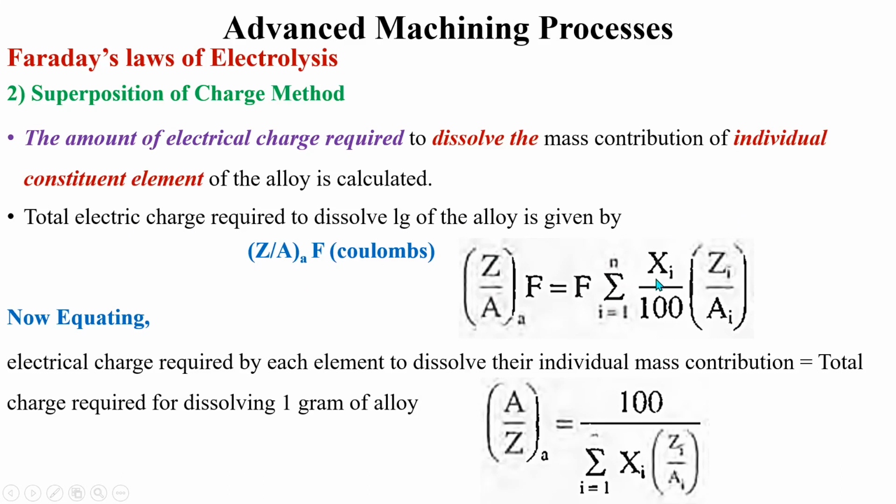Here we individually calculate the term Z by A for the individual constituent elements, and finally sum it up for all the elements involved in the alloy. Finally, this equation can be simplified to this form to get the electrochemical equivalent of the alloy. So A by Z of A represents the electrochemical equivalent of the alloy by the superposition of charge method. We can use either the percentage by weight method or the superposition of charge method to calculate the electrochemical equivalent of alloys.